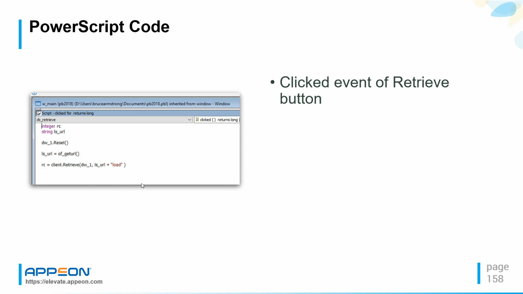Now notice I'm doing a reset on the data window, because if you do a REST client retrieve and there's data in the data window already, it just adds it on. So I'm going to reset the data window. I'm going to get the URL, that gives me the base URL, and add the load to it. So I'm calling the load method, whichever one it is. And I made sure that, at least for the load and update, the method names were the same in the two services just to make it easier to recall here. So this is REST client, and the REST client has a retrieve method that takes the data window in by reference and the URL.